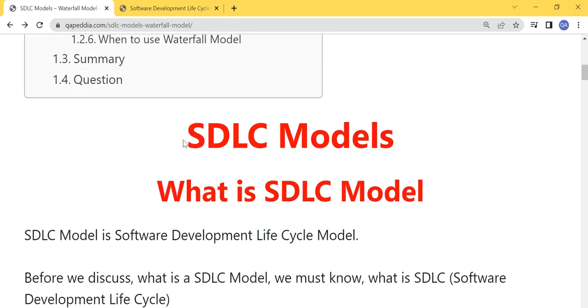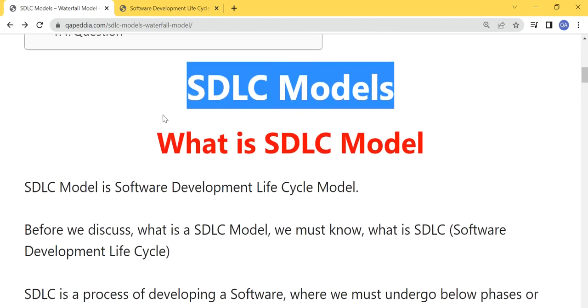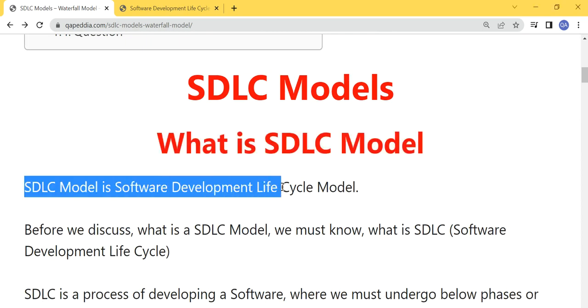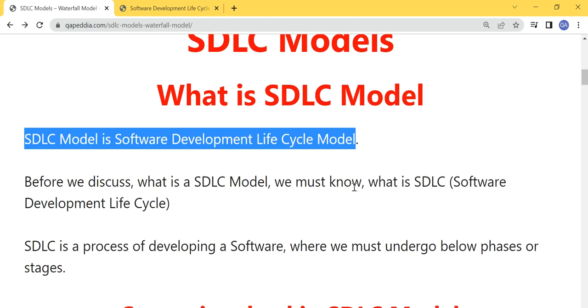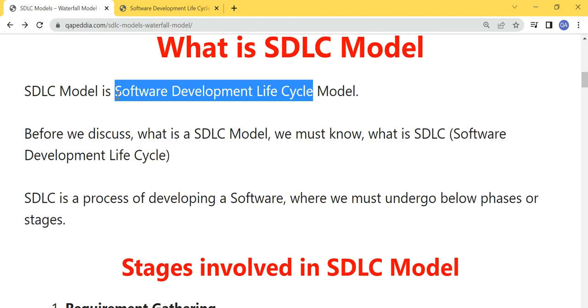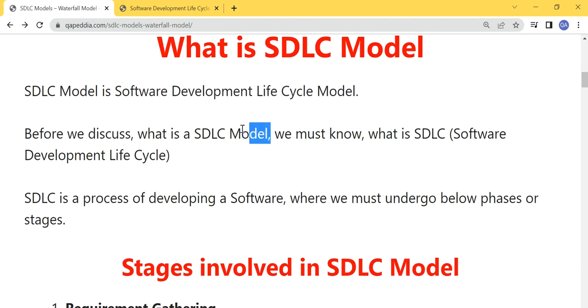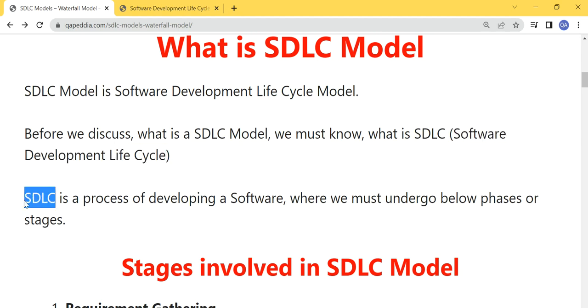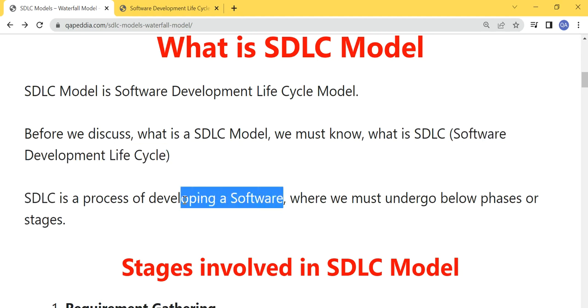So let's start with the SDLC model. So what is an SDLC model? SDLC model is Software Development Life Cycle Model. So the full form of SDLC is Software Development Life Cycle. Now before we discuss what is an SDLC model, we must know what is SDLC. We must know what is Software Development Life Cycle. So SDLC or Software Development Life Cycle is a process of developing software. This is a process where software is developed.